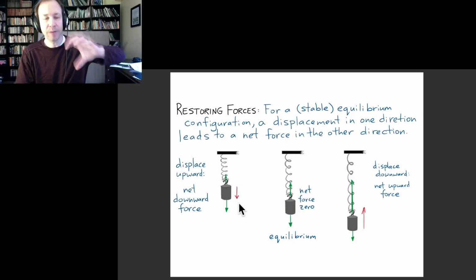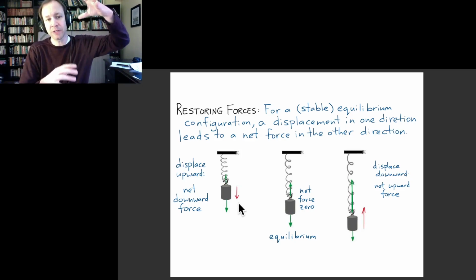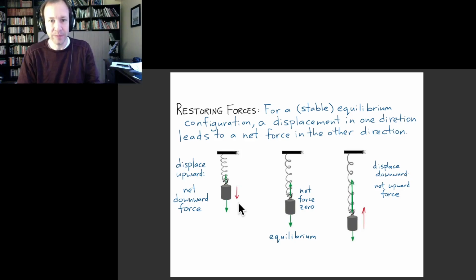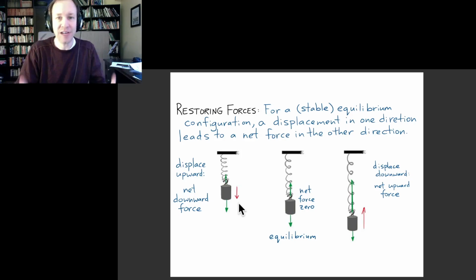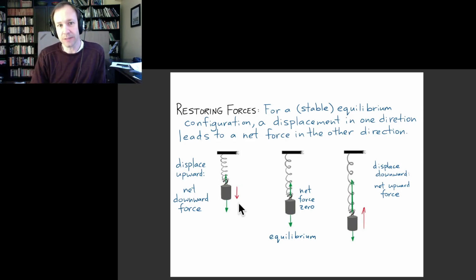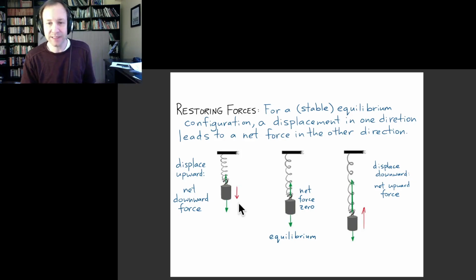If you pull it up a little bit, now the spring force is less, and so the gravity force dominates and the net force is down. And so this is in general the idea of a restoring force, any force which is in the opposite direction compared with the displacement from the equilibrium position. And when we have forces like that, then we end up getting oscillations.